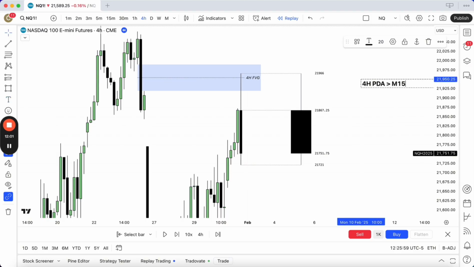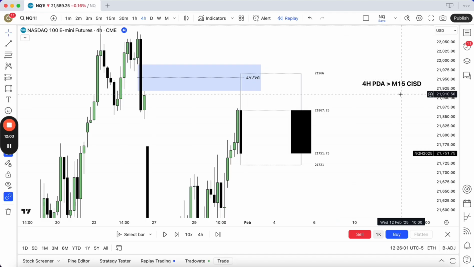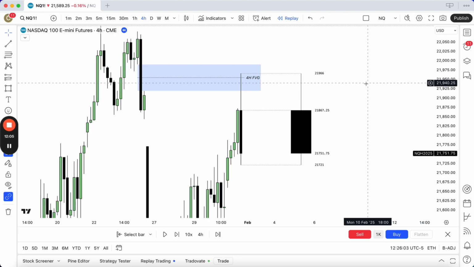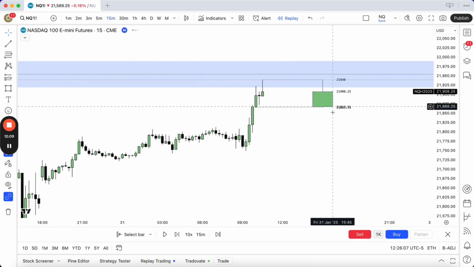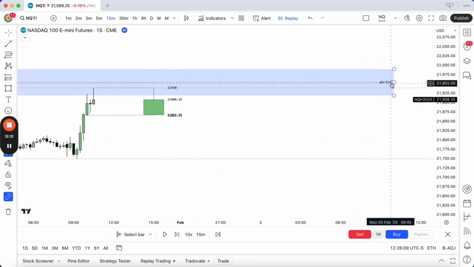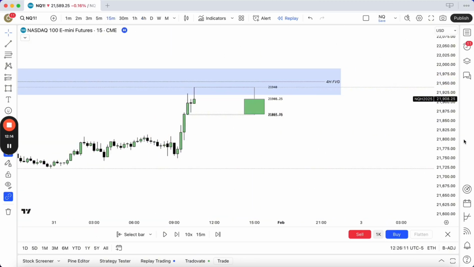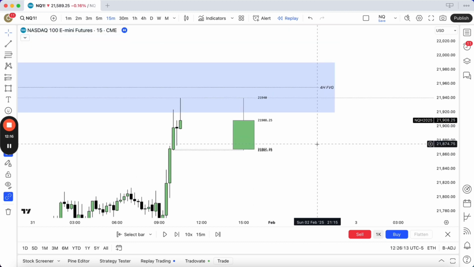It aligns with a 15-minute change in state. So we're going to drop to the 15-minute and look for an entry. Okay, we just traded into this 4-hour, 15-minute. What do we see on the 15-minute? Well, we see a few things. We see price trading into this.